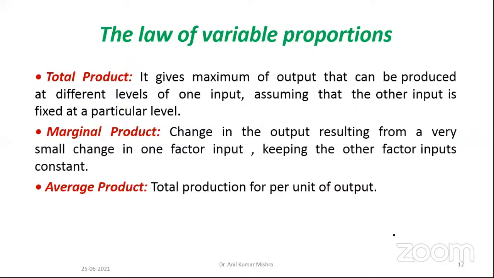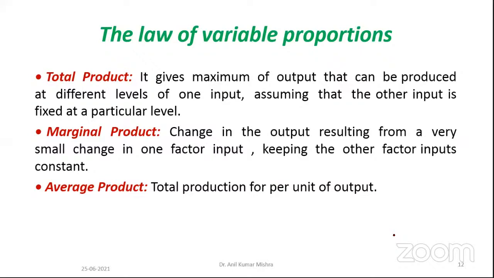Then come down to the marginal product. The marginal product means the addition made to the total product by producing one more unit of the variable factor. If the variable factor, let's say labor, is increased by 1 hour, then how much does the total product increase? That increase in the total product is called the marginal product.